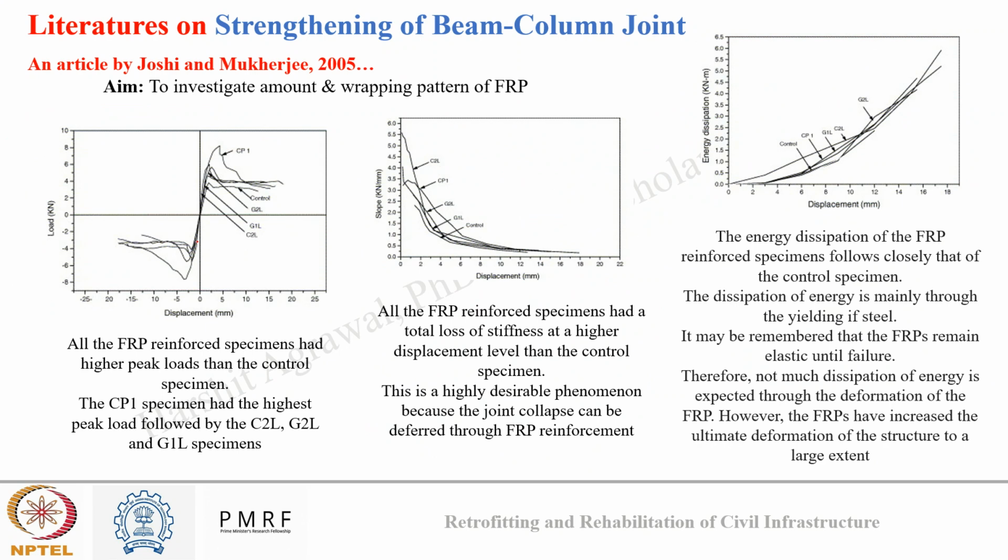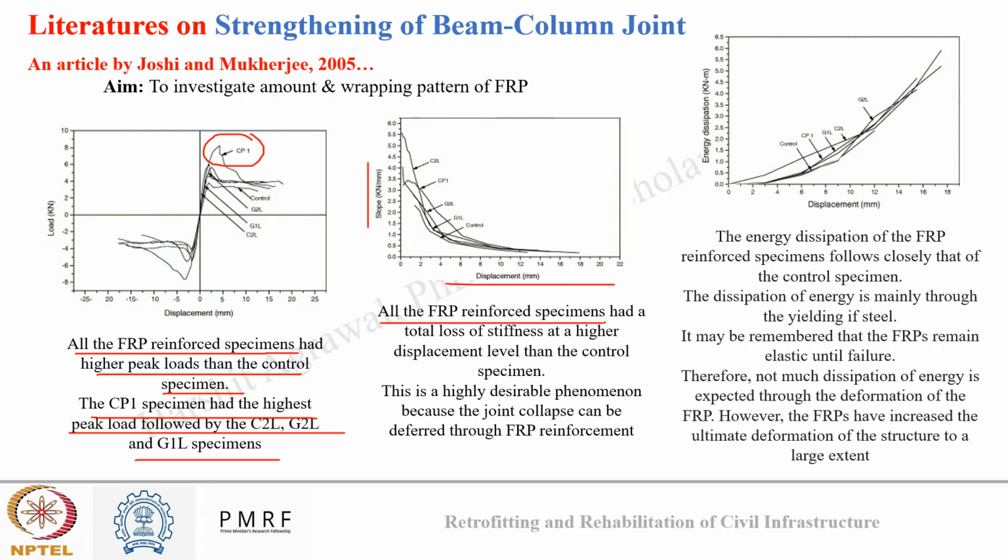And in this diagram, they showed how the load versus displacement curve was varying. In CP1, it was able to take maximum load. All FRP reinforced specimens had a higher peak load compared to the control specimen. CP1 showed the highest peak load, followed by CL2L, G2L, and G1L specimens. This was the specimen where load versus displacement is shown.